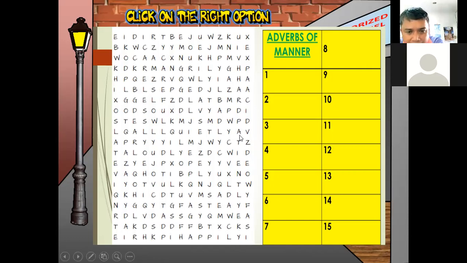This one is patiently. Patiently. How about Fahmi? Did you see one? Quietly. Okay, this is the last one. What is this? Slowly. Slowly, okay. That's a lot. Okay, good. That is only the exercise.